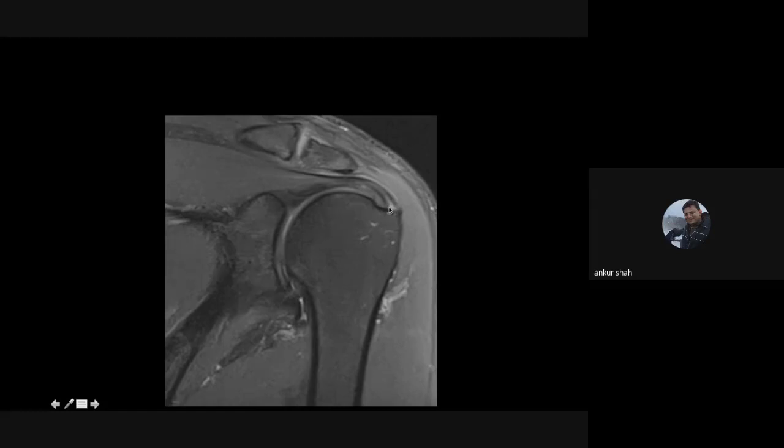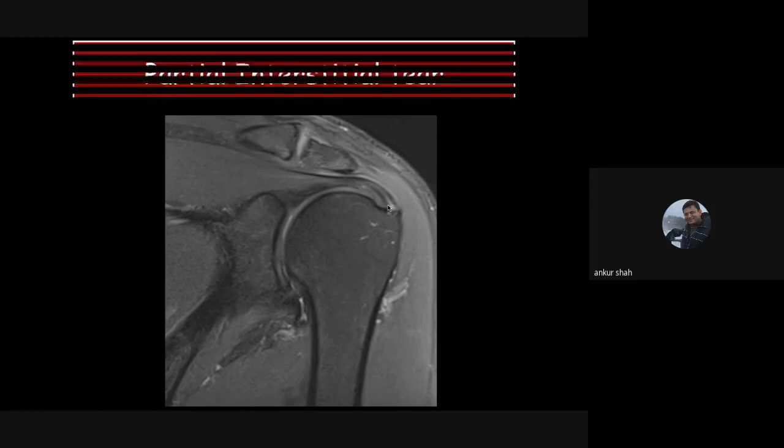So it is important to mention not just that it is a partial thickness tear, but we have to tell that this is the partial thickness interstitial tear. So that will be hidden for the surgeon if he does arthroscopy for any reason. Again, this is a partial thickness interstitial tear.